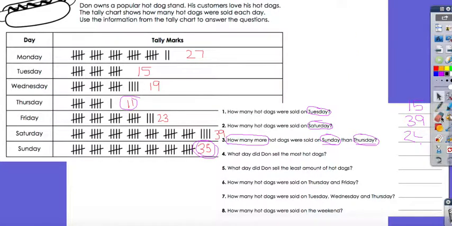Awesome! Linus the Minus tried to sneak in on us, but we saw him. How many more? Make sure you're circling just like I am. It'll help you solve. What day did Dawn sell the most hot dogs? Well, this is just asking me who had the most, so I look and see which one is farthest. Saturday is the farthest. So what day? Saturday.